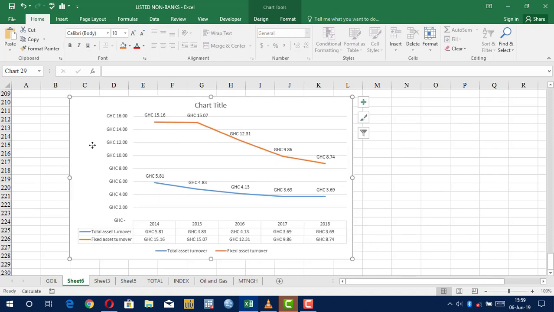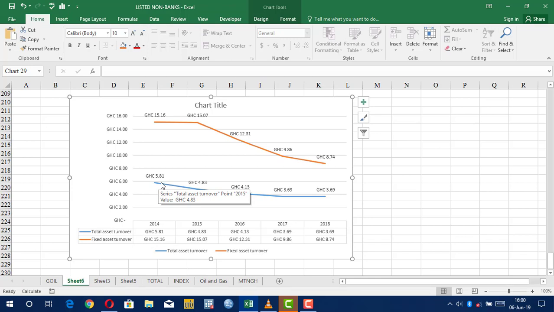This is a company like GOIL that is listed on the Ghana Stock Exchange. Like I have explained earlier on, with the total assets, you look at how efficiently the company utilizes its assets to generate revenue. In simple terms, for every cedi that a company invests in an asset, the figures we are seeing here are the contribution of that cedi to revenue. If the company spends 1 cedi on an asset in a particular year, that is 2015, per the total asset here, every cedi generates revenue of 5 cedis 81 pesewas.